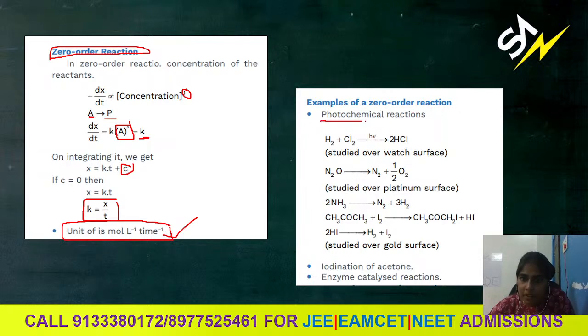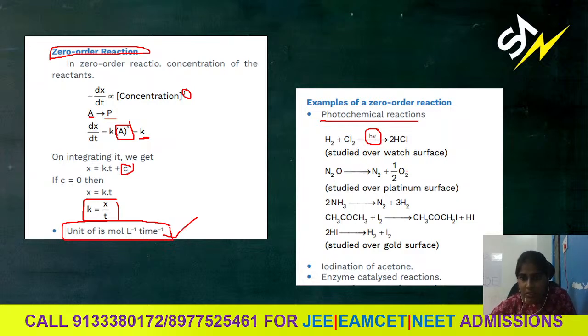A few examples of zero order reactions: photochemical reactions, which involve light. If there is h nu on the arrow of any reaction, they are called photochemical reactions. H2 plus Cl2 in the presence of light gives 2 moles of HCl. This is one example of a zero order reaction.